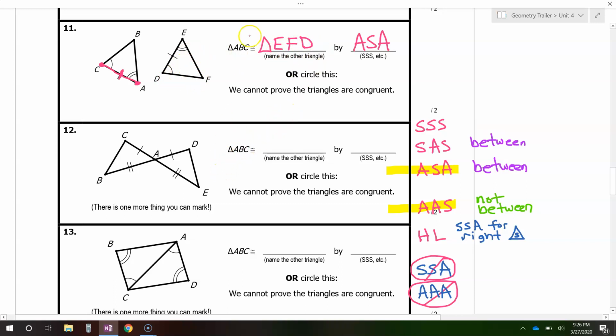All right, how about problem number 12? For problem 12 and 13, we have to mark something ourselves. When the triangles are touching like this, often there's something that we can mark even though it's not pre-marked. We can mark it ourselves. In this case, we have an X. And when you have an X, angles that are across from each other are called vertical angles. So these two angles are a pair of vertical angles, and vertical angles are always congruent.